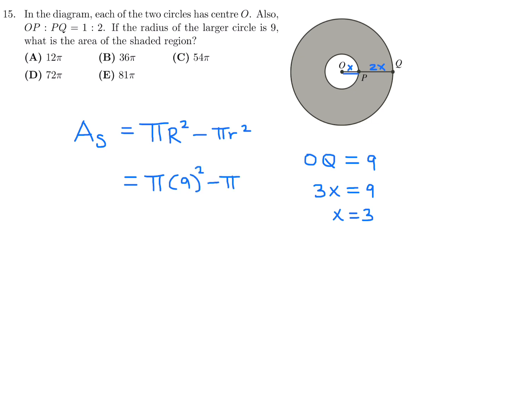Small radius is just x, according to my notation, and x is 3. So that's 3 squared. So this becomes 81 pi minus 9 pi, and that is equal to 72 pi. And therefore, number 15, the answer is D.